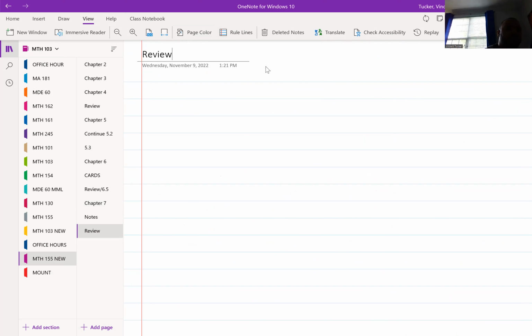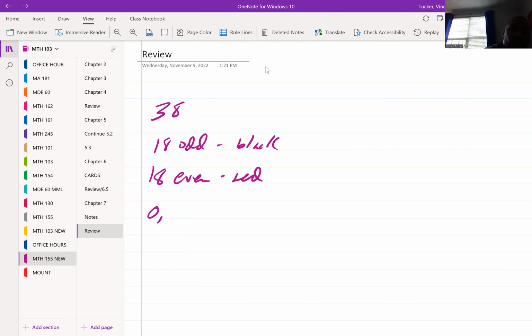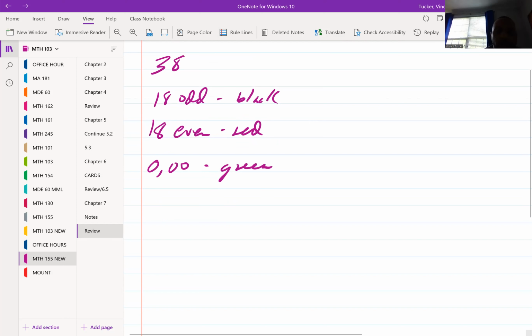Okay, so we have a roulette wheel. We have 38 numbers, 18 odd, 18 even, also black, these are red, 0 and double 0. That's $16. Oh, this is expected value. Oh, okay. I hadn't read. I thought it was a straight probability one.